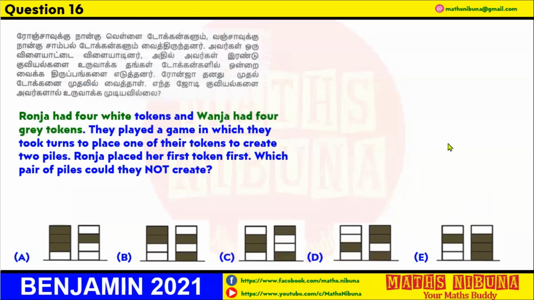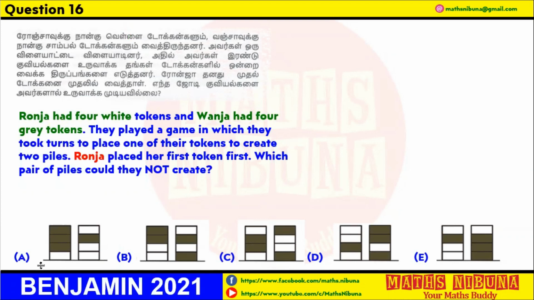They played a game in which they took turns to place one of their tokens to create 2 piles. This is called piles. This is 1 pile, 2 piles. Ronja plays the first token. That means we start with Ronja. Okay. Which pair of piles could they not create?